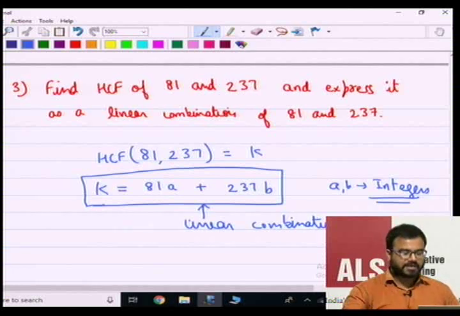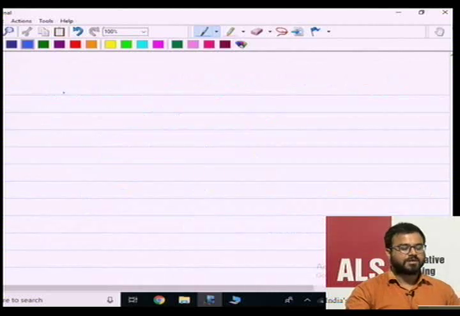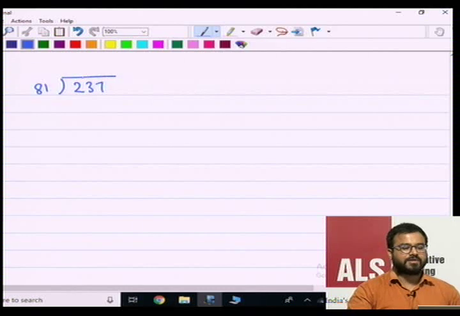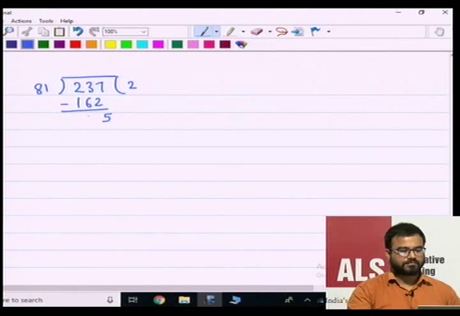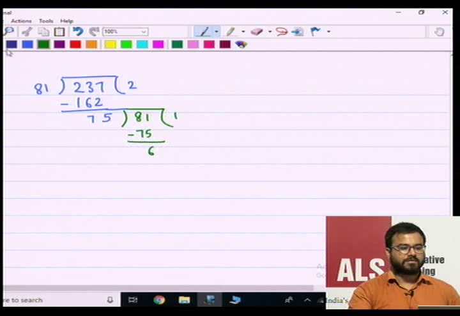So first we will find K. So again 81 and 237. Starting with this 237 and 81 over here, it will go 81 two times. 162, remainder is 75. Now this 81 will be the dividend. Now this 75 will be the dividend.